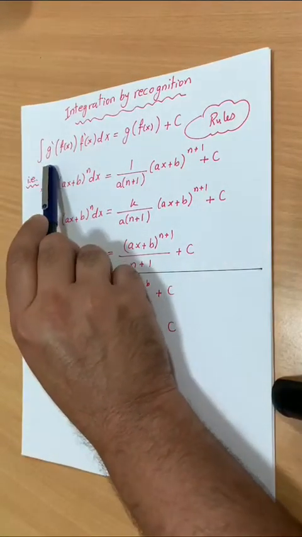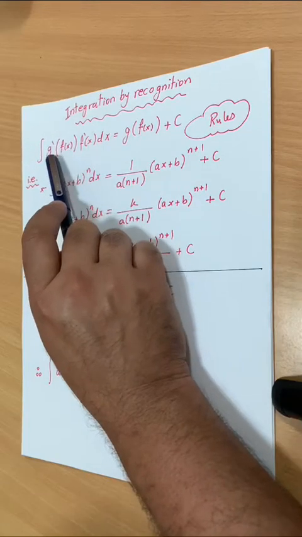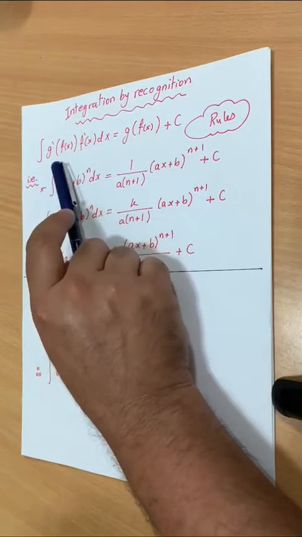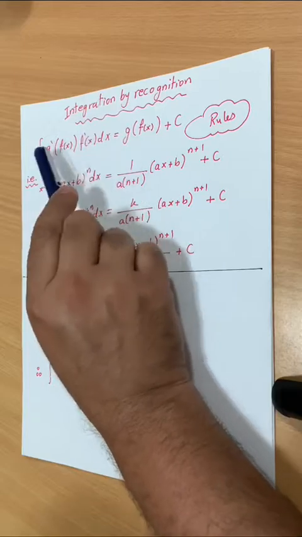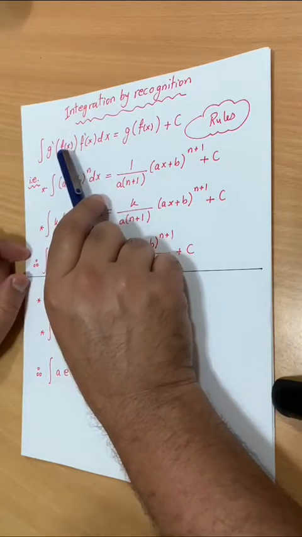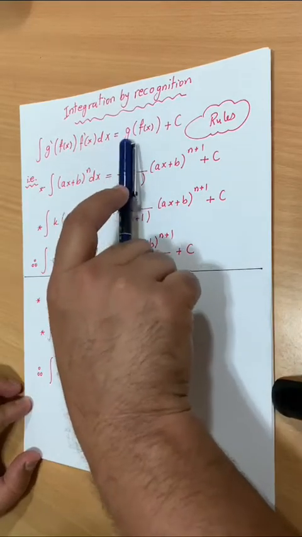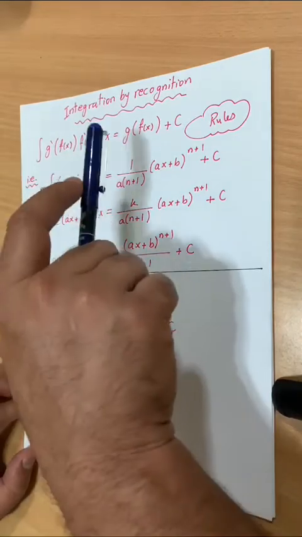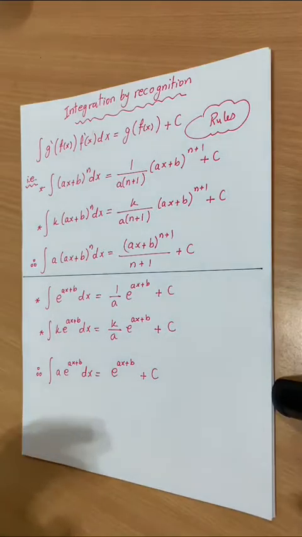Integration of g dash of f of x, which means derivative of any function, like trigonometric function or any powered function, even e with the ln, multiplying by derivative of the function itself, which is f dash of x. The answer is the function of g. So integration of the derivative of any function will bring you back to the main function again, because when you differentiate the main function, you're going to reach g dash, the derivative.